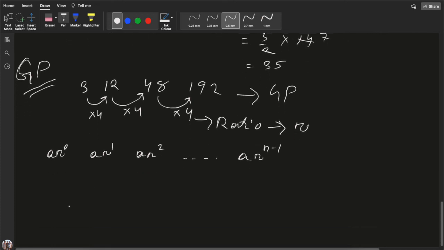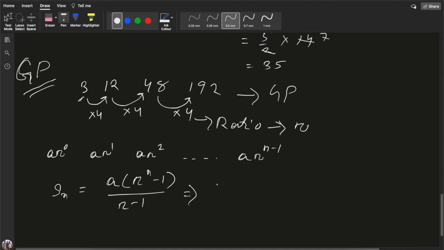So how can we find the sum of the nth term of a GP? We can find the summation like this: A into (R to the power n minus 1) divided by (R minus 1). Let's take one example. Here A is the first term, R is the ratio, n is the number of terms.